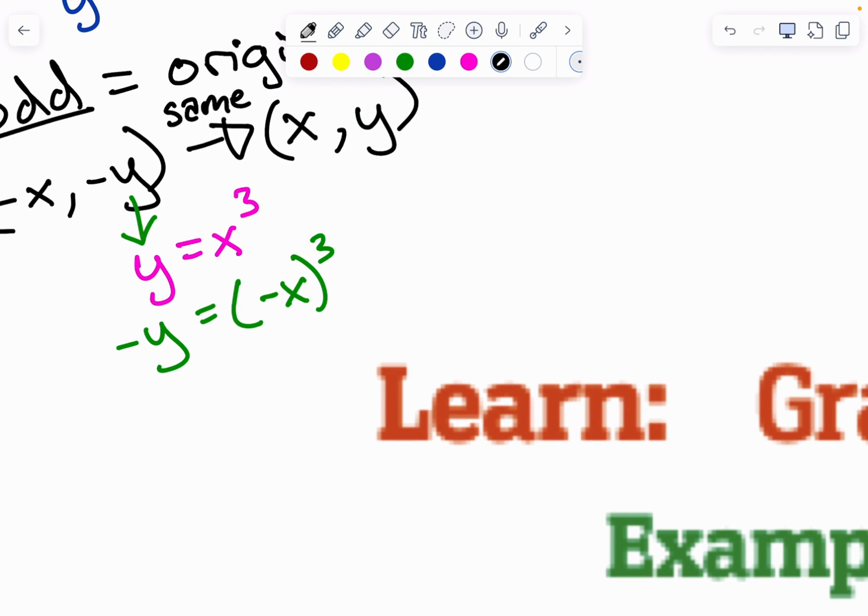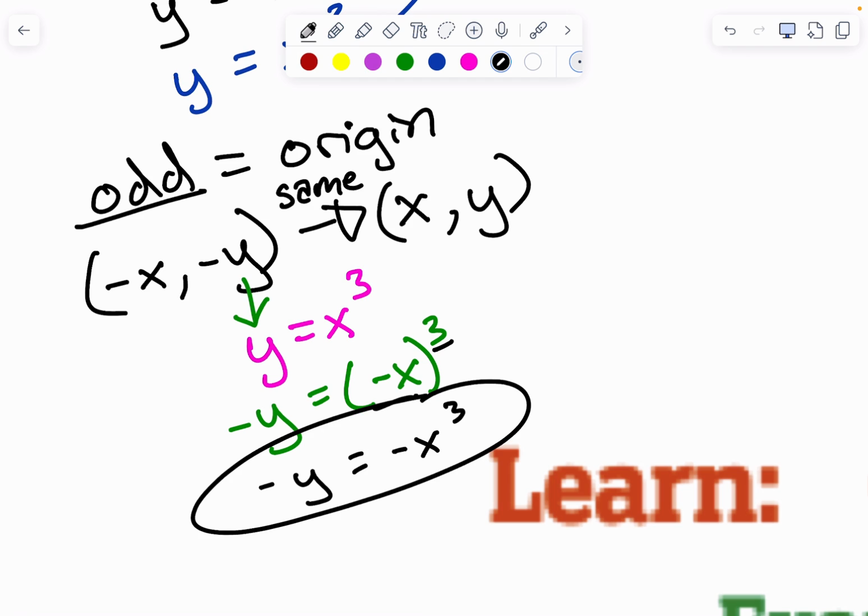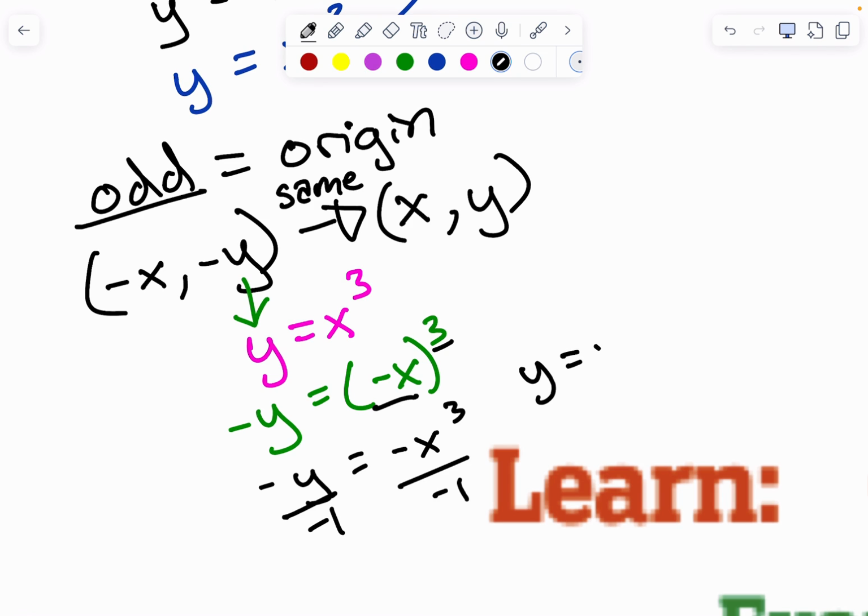Okay, this one's a little tricky. If I take negative x and I cube it, it stays negative x cubed. This y stays negative y. How did that return back to the original? Oh, but if I divide both of them by a negative 1, then it will be y equals x cubed. So it did, in fact, turn back into its original form. So when I plug a negative in for both of them, then it has origin symmetry.